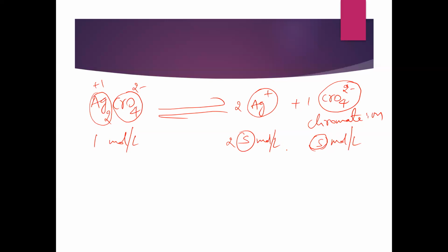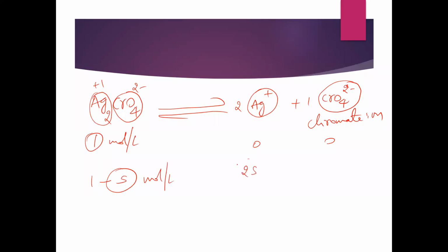What will be forming this one? Initially it will be 0. Initially these two will be anyhow 0, we know. So initially 0. Here 1 mole per liter we have taken. After some time, when a saturated solution is formed, 1 minus S moles per liter will be there.